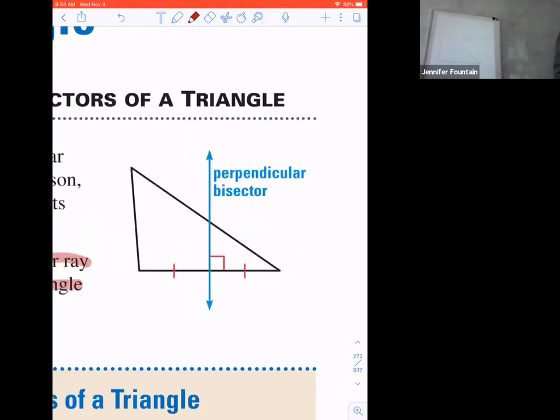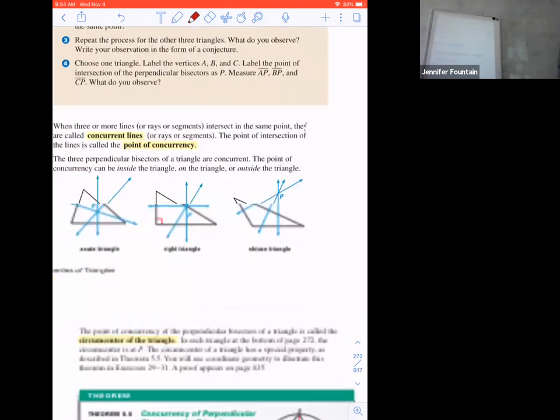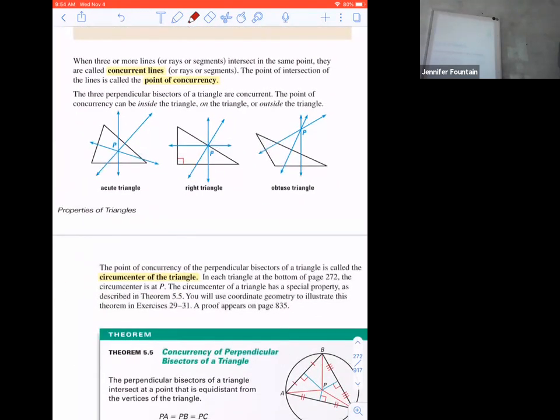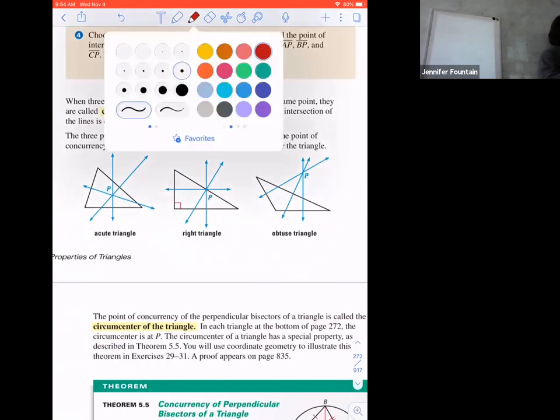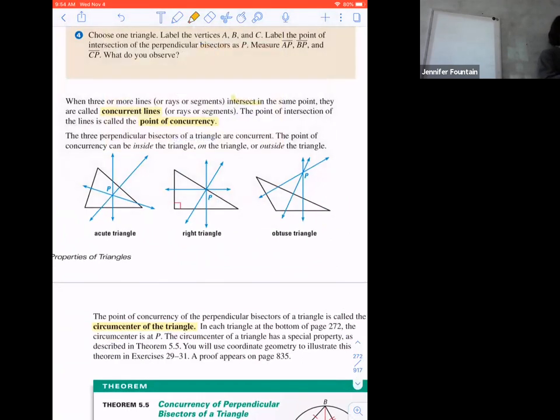All right. So let's go on down to the bottom of the page and look at the examples they've given us. When 3 or more lines or rays or segments intersect in the same point, they are called concurrent lines or rays or segments. Okay, intersect at the same point, they are called concurrent. The point of intersection of the lines is called the point of concurrency. So concurrent is where they all intersect at one point. That specific point is called the point of concurrency.